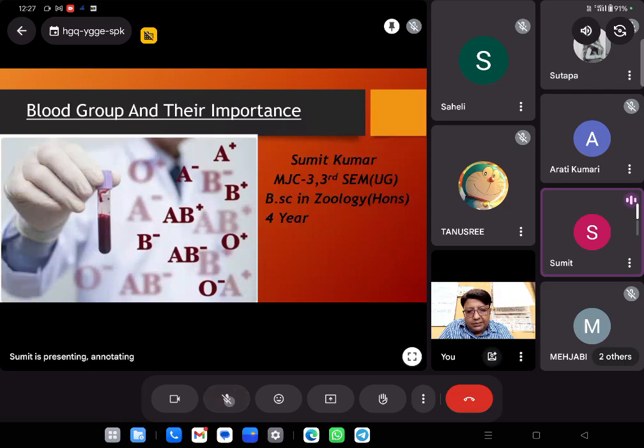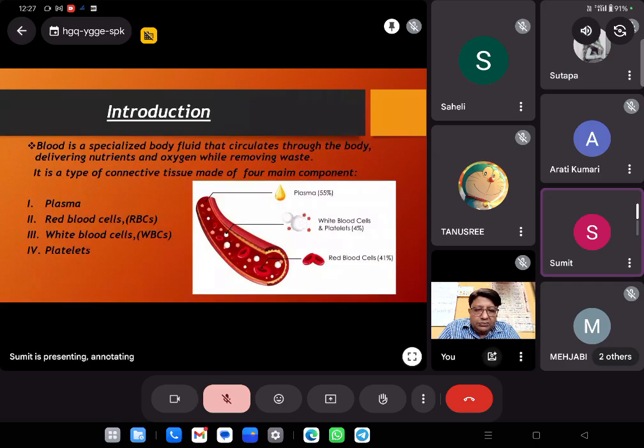Good morning everyone, I am Sumit. Today I am going to present on the topic blood group and their importance. Blood is one of the most vital fluids in our body. It supplies oxygen and nutrients to every cell and removes waste materials. It is a type of connective tissue made of four main components: plasma, red blood cells, white blood cells, and platelets.